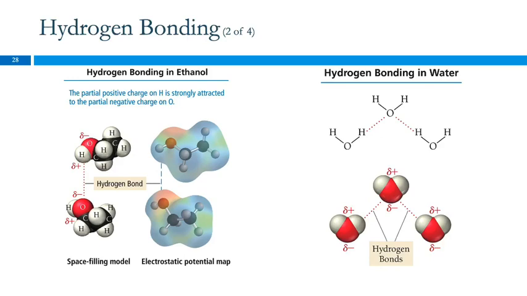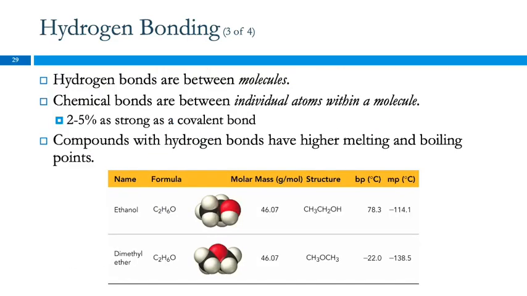Any other questions? So important to remember, hydrogen bonds are between molecules. Chemical bonds are between individual atoms within the same molecule. So hydrogen bonds are only like 2 to 5% as strong as a covalent bond. So a covalent bond is much, much stronger.